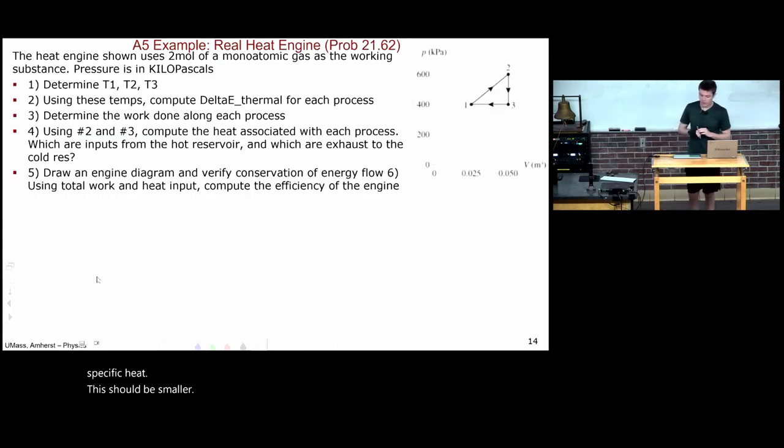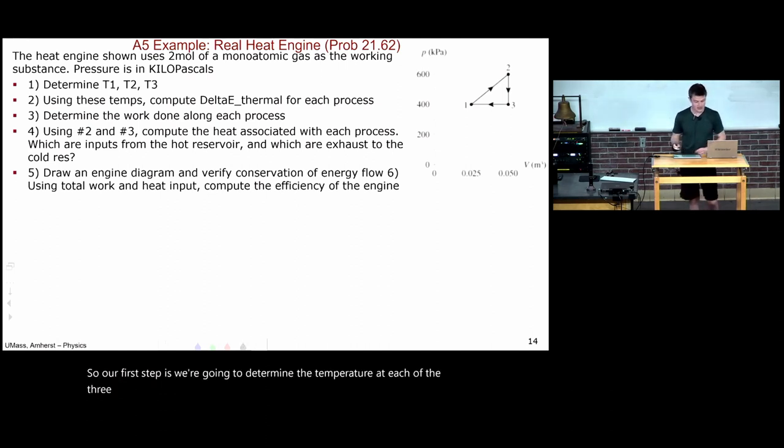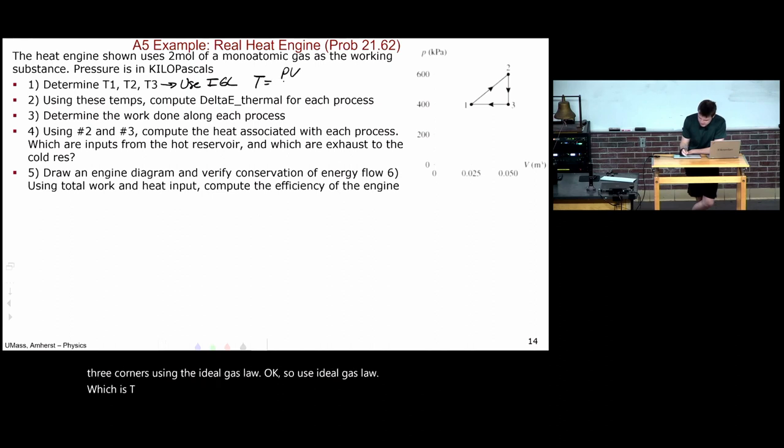Our first step is we're going to determine the temperature at each of the three corners using the ideal gas law, which is T equals PV over nR. And this is true at any instant along the cycle. We're going to use it at the corners.